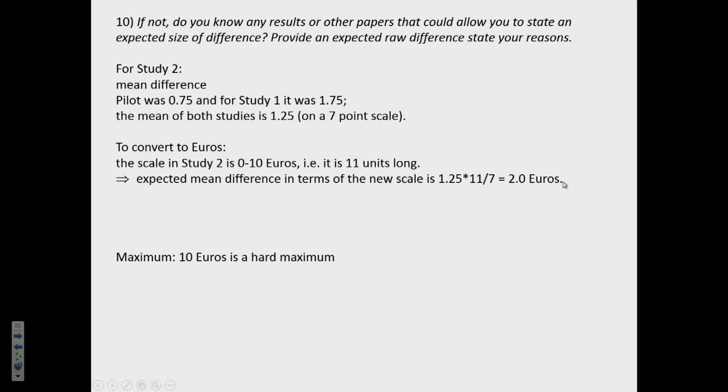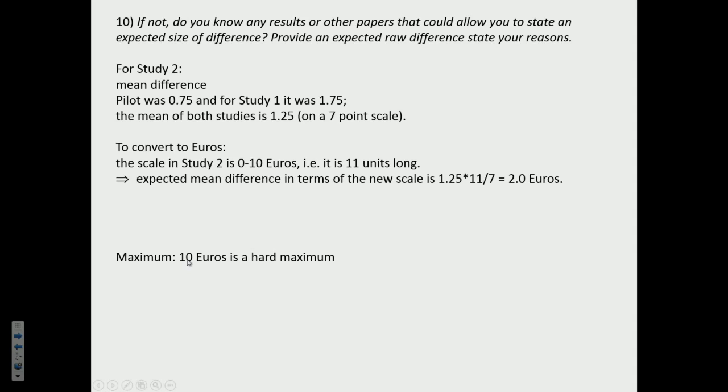Now, what about a maximum? Well, there is a hard maximum. By hard maximum, I mean there couldn't possibly be a difference between conditions of more than 10 euros. That would obtain if in one condition it was 0 euros and in the other condition the population was 10 euros. Everyone did 10 in one case, everyone did 0 in the other. You then get a population mean difference of 10. It just can't be more than that. That is extreme. So we have a hard maximum here.